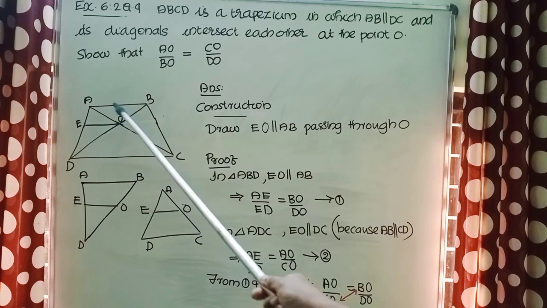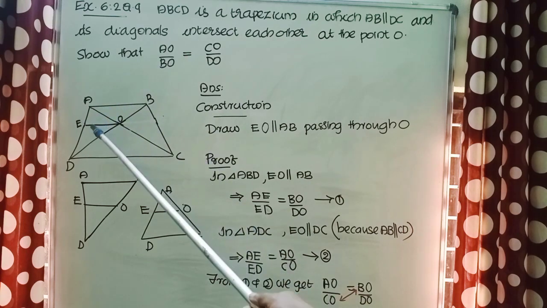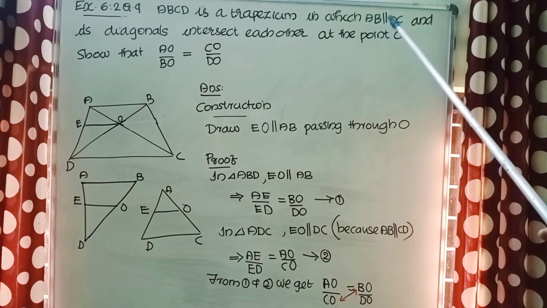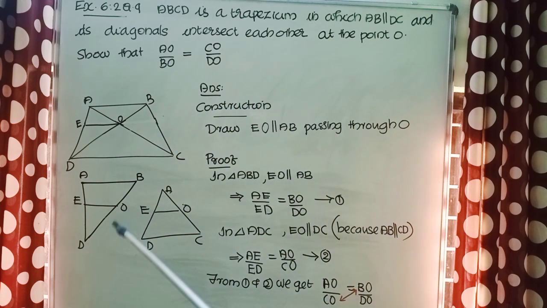If EO is parallel to AB, then EO is parallel to CD also, because we know this AB is parallel to CD. Now I have drawn the triangles separately. First triangle is triangle ABD. In that, this EO is parallel to AB, so we can apply the theorem. In triangle ABD, EO parallel to AB. Therefore, AE by ED equal to BO by OD. Equation number 1. Next triangle is triangle ADC.